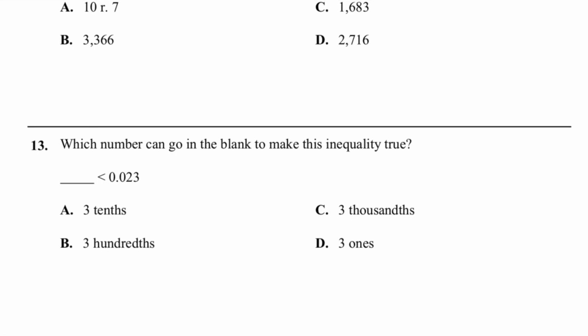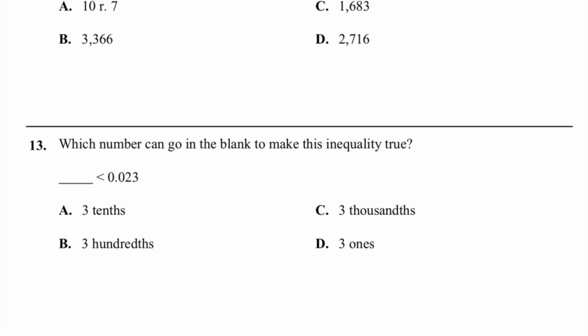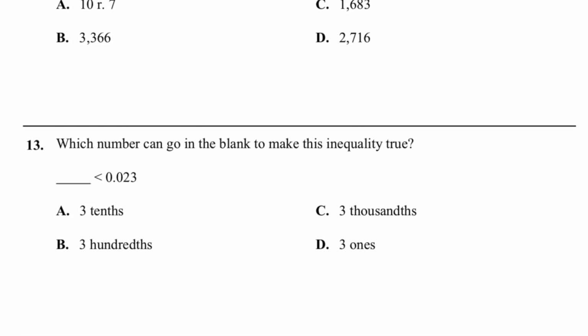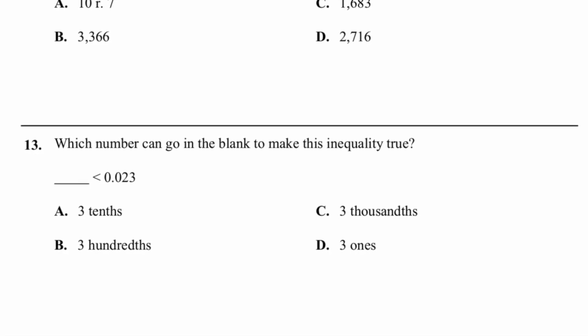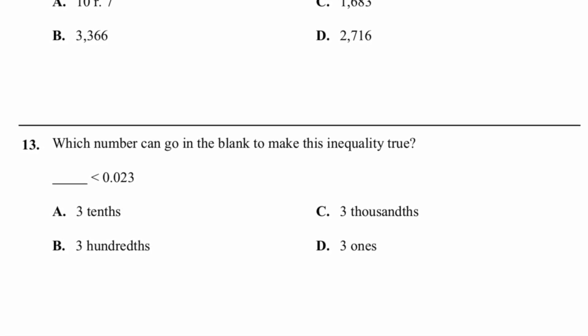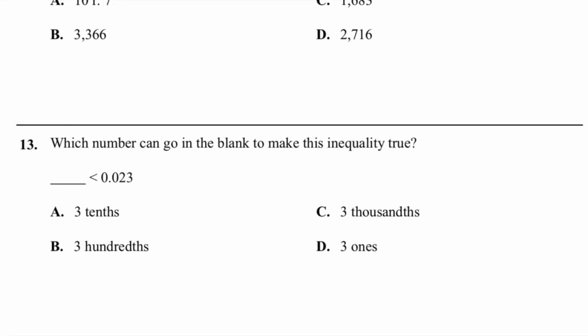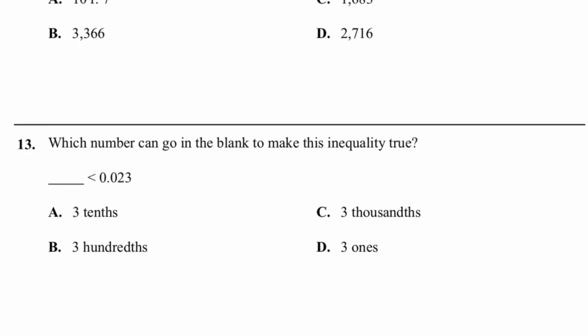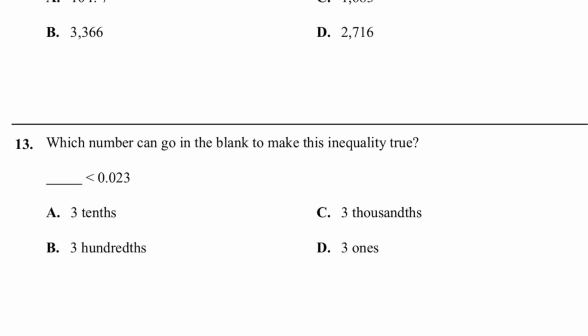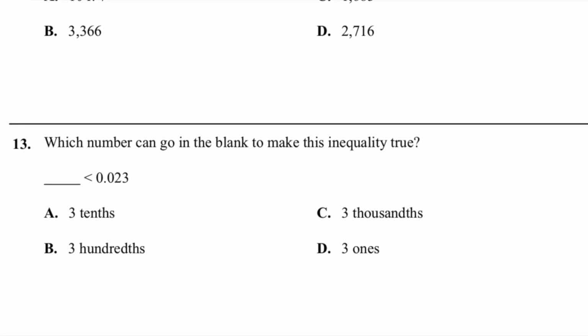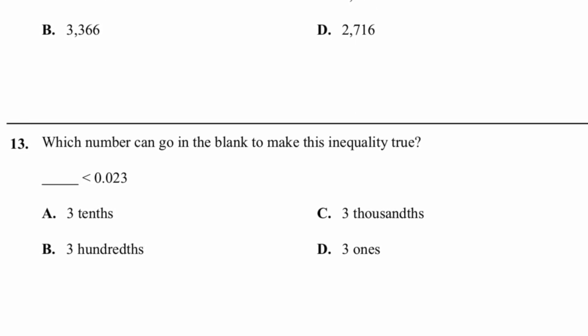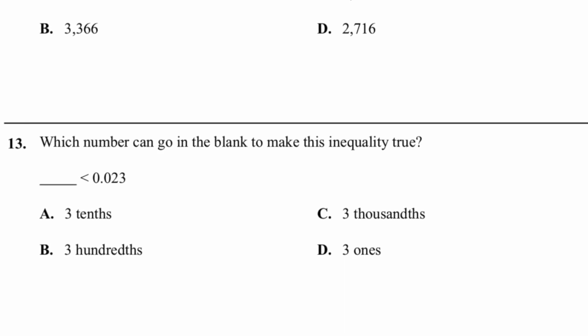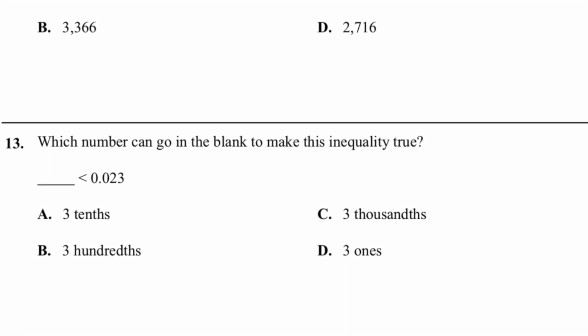Number 12. Julian used a stopwatch to measure how many seconds it took him to solve each math problem on his homework. He completed 18 problems, and each problem, on average, took 187 seconds. How many seconds did it take Julian to complete his math homework? A. 10 remainder 7, B. 1,683, C. 3,366, or D. 2,716.